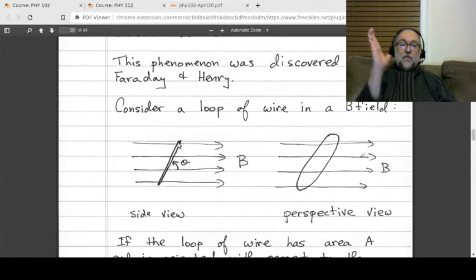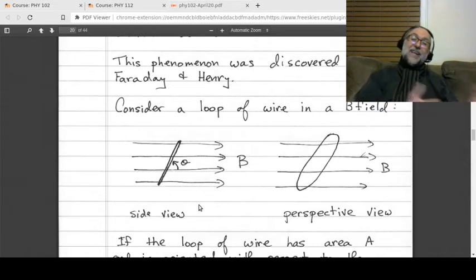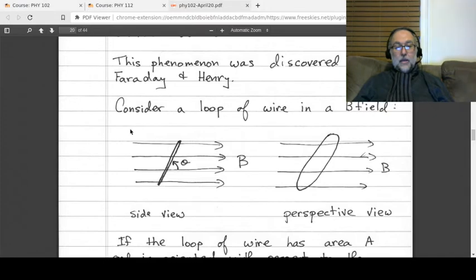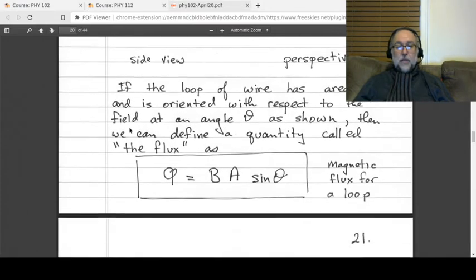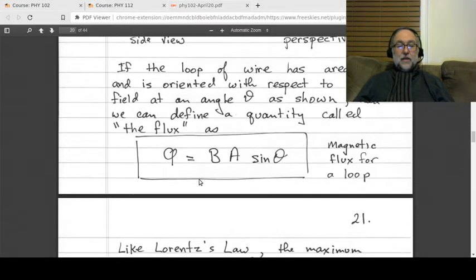Now if you turn a little bit, here's the loop of wire, and you turn it a little bit, then you'll see it in perspective, and that's what I'm trying to show there. You've got these B field lines like this, and you've got this loop of wire, and the loop of wire makes an angle theta. It's oriented at an angle theta to the B field. From these quantities you can define this thing called magnetic flux. Here is the formula for the magnetic flux.